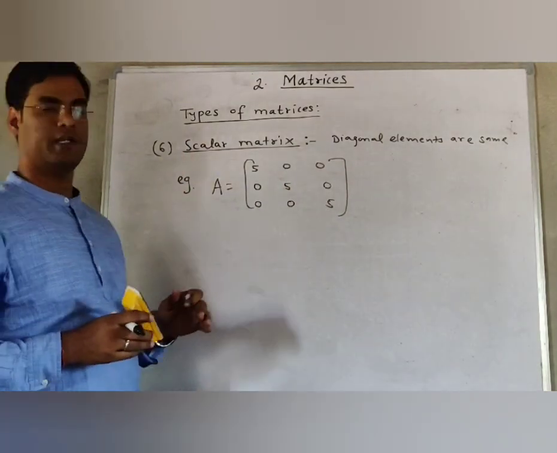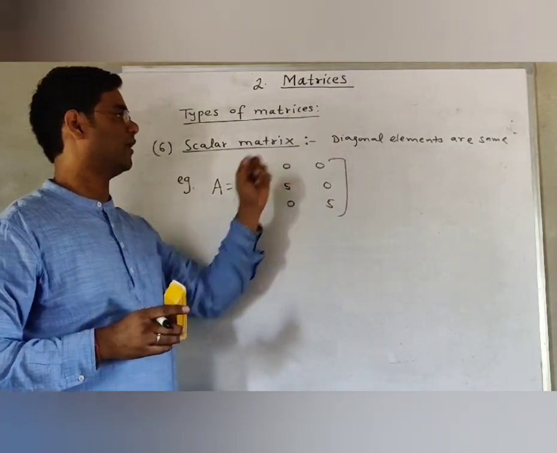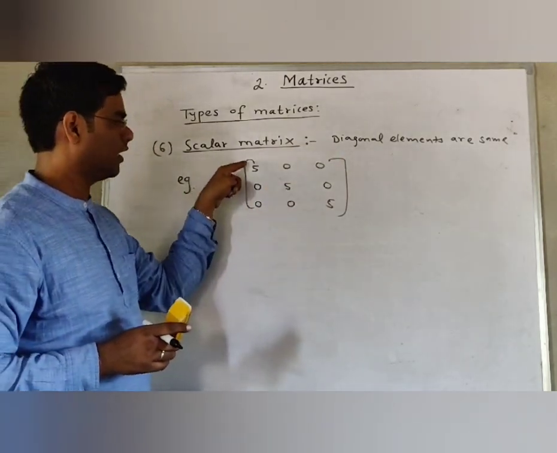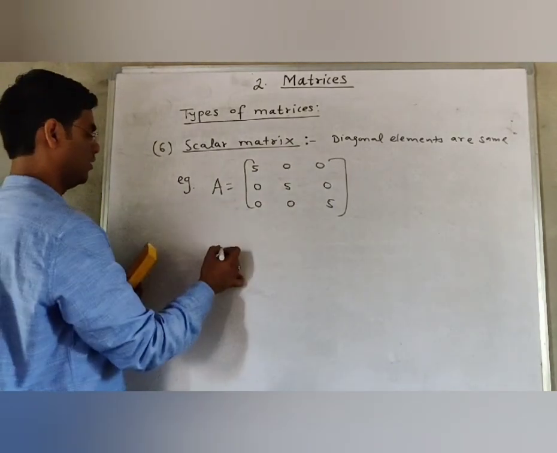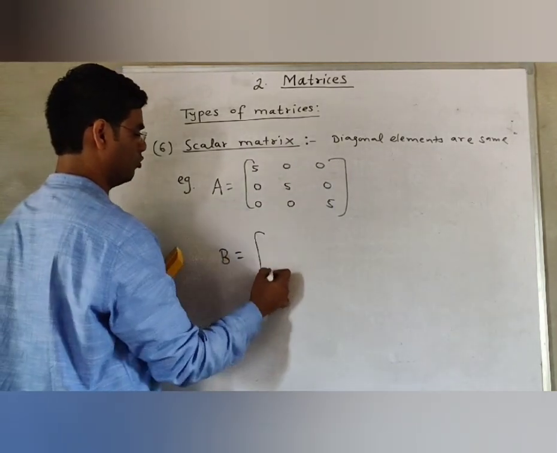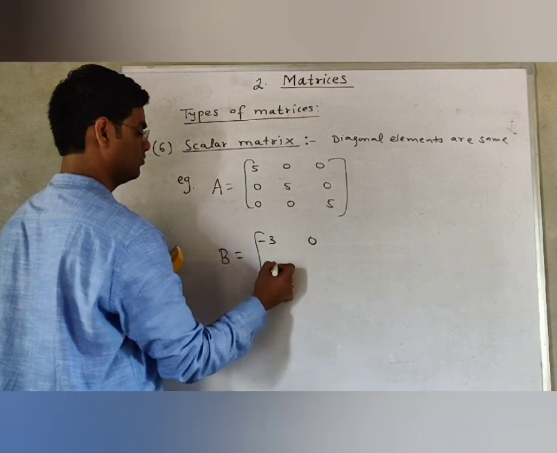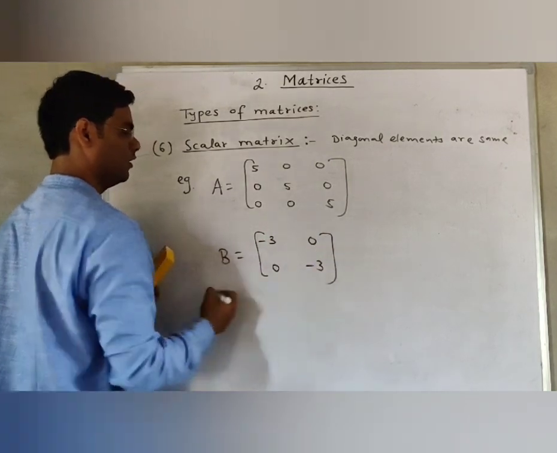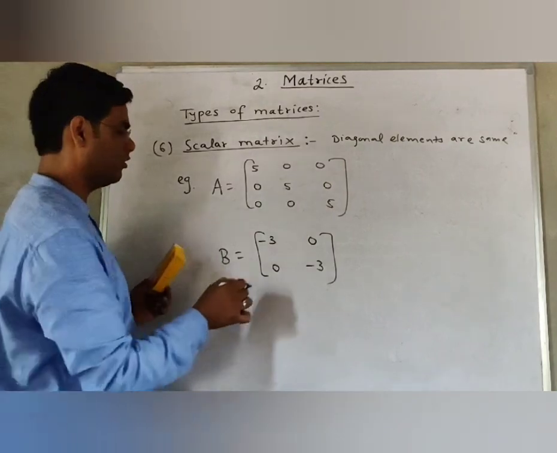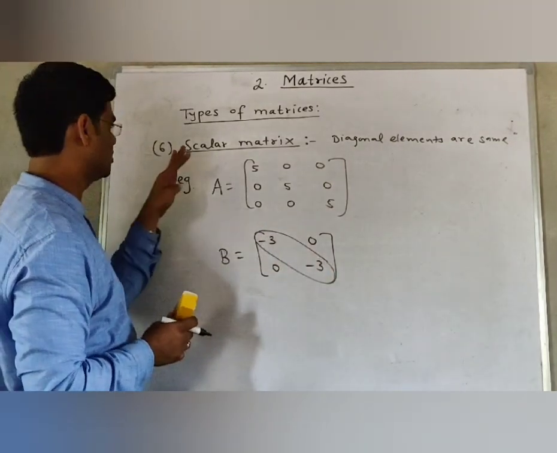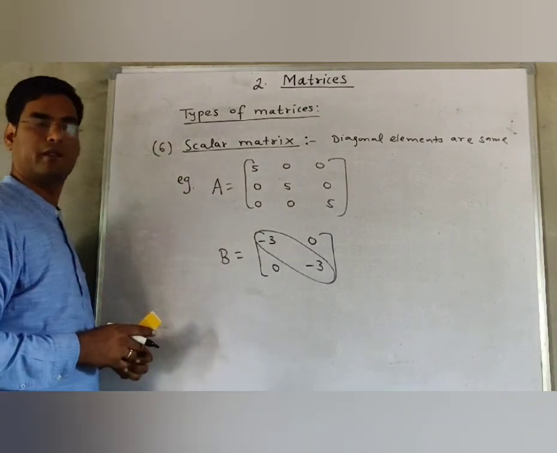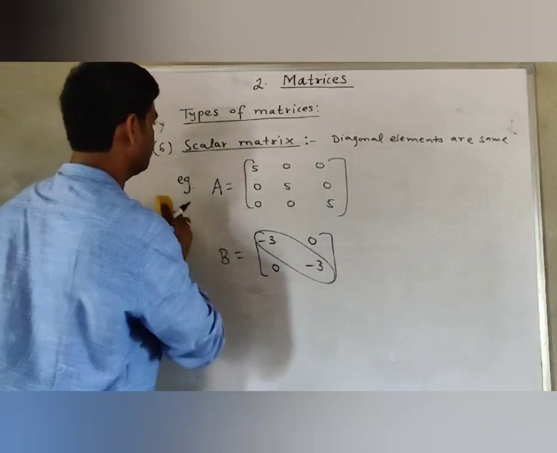So scalar matrix is a type of square matrix or a type of diagonal matrix in which all the diagonal elements are same and non-diagonal elements are 0. Let us take another example of order 2 by 2: minus 3, 0, 0, minus 3. Here all the non-diagonal elements are 0 and diagonal elements are same, that is minus 3 and minus 3. So this is an example of scalar matrix.